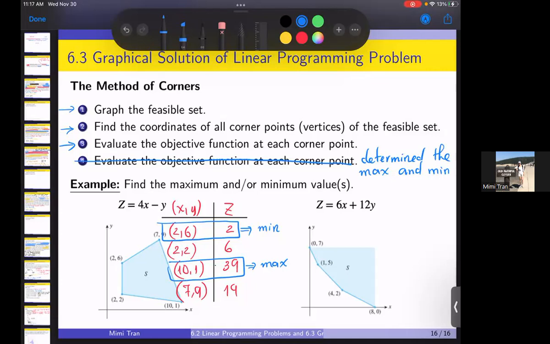What's your answer? What is my minimum? (5, 0). What is the maximum? (5, 0)? Say (5, 0). All right.